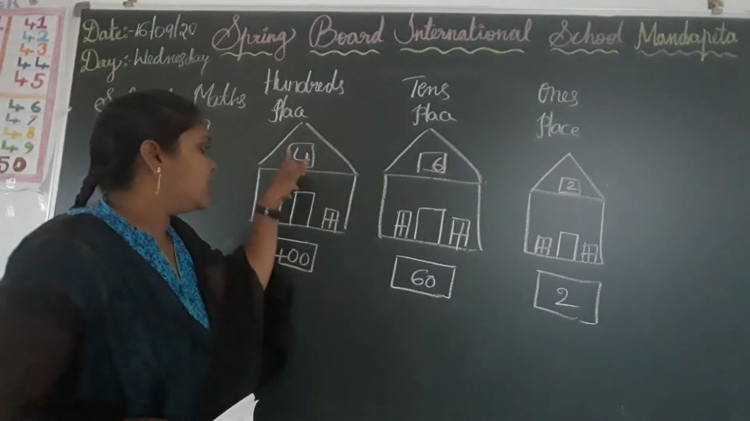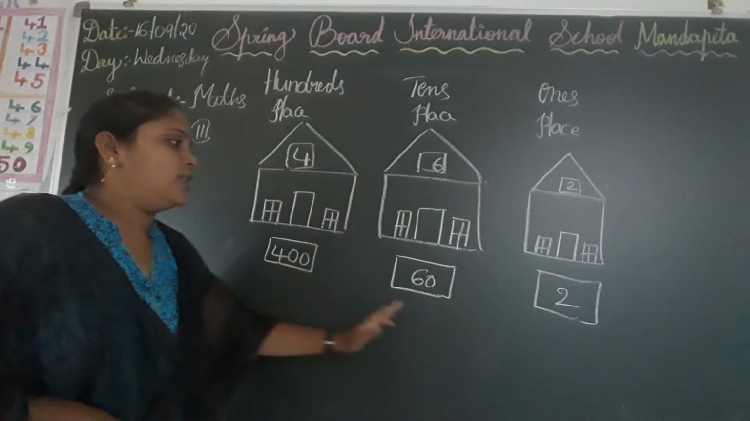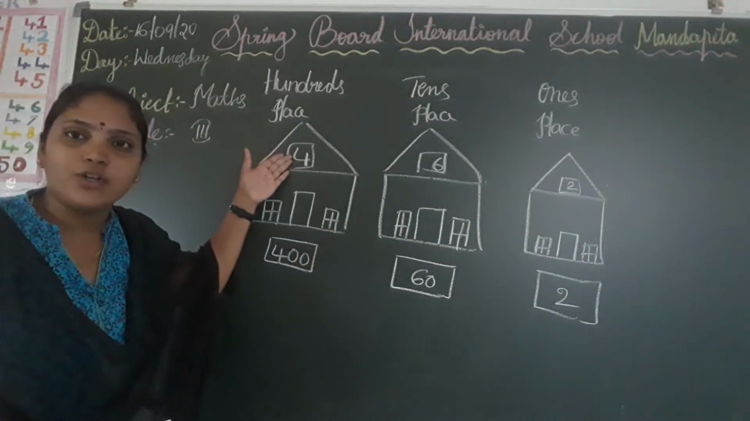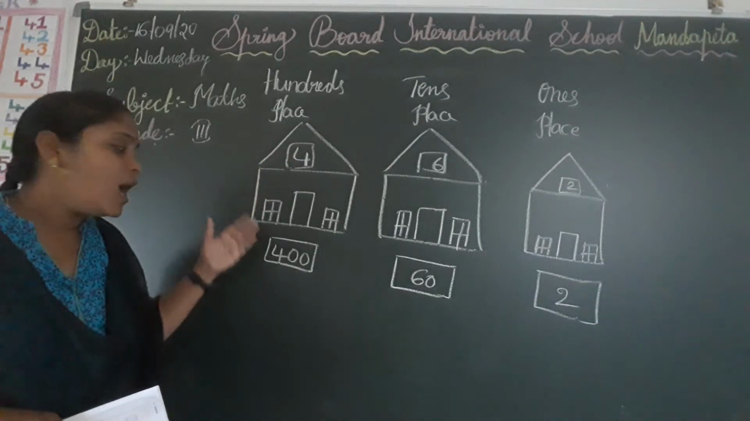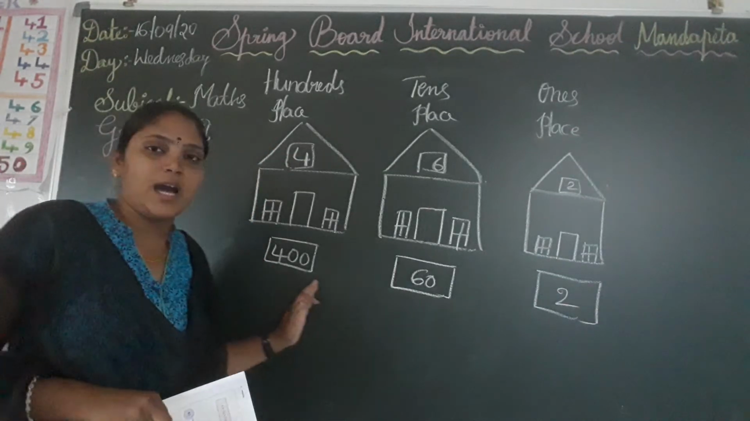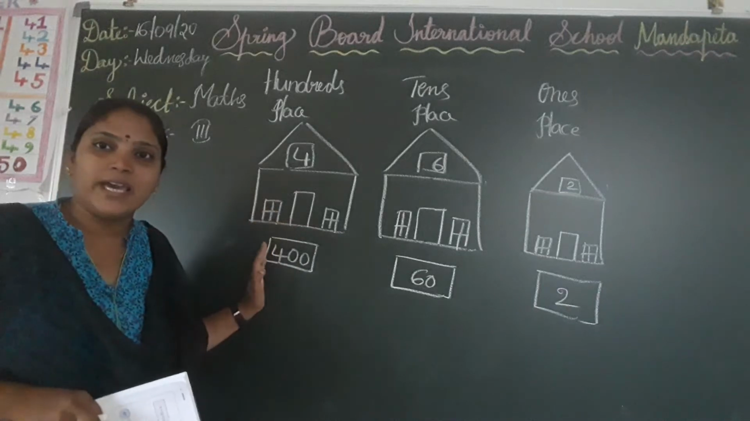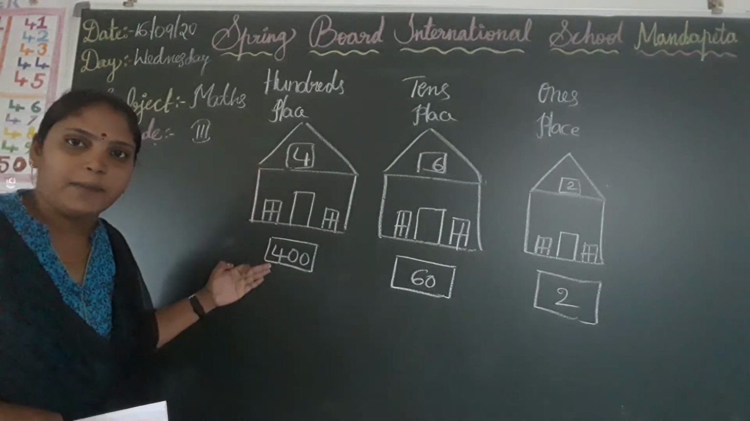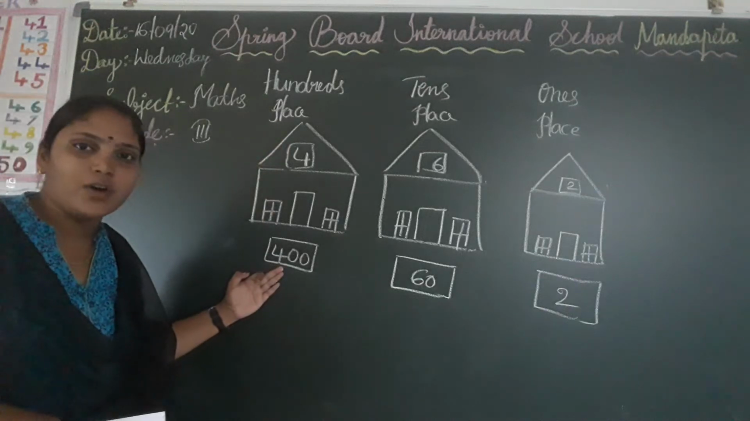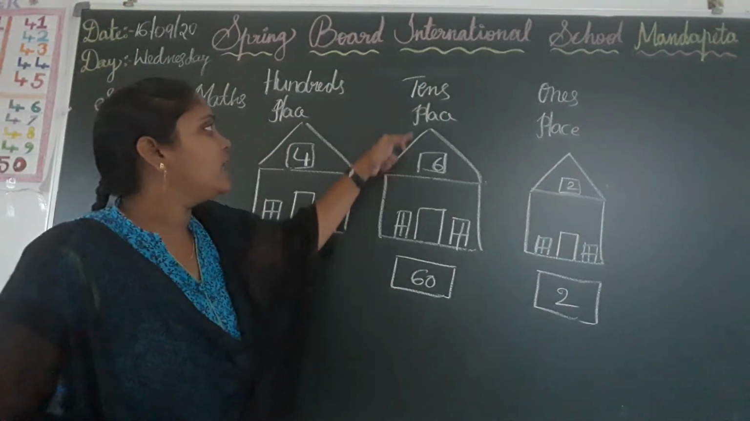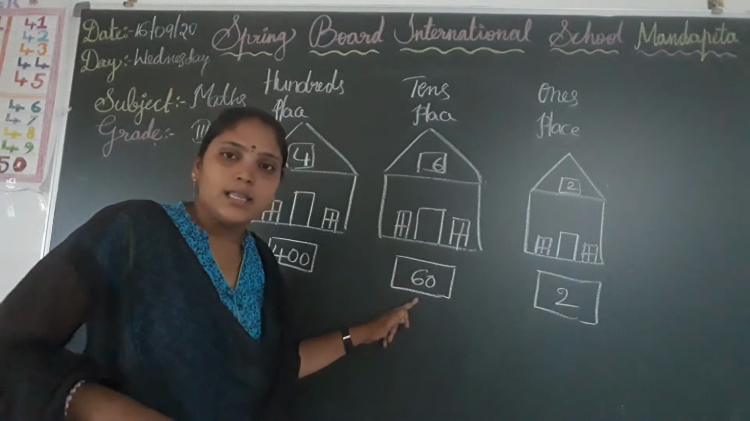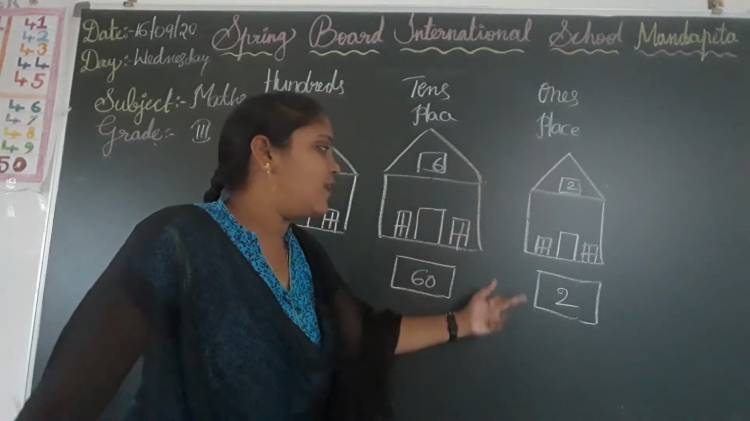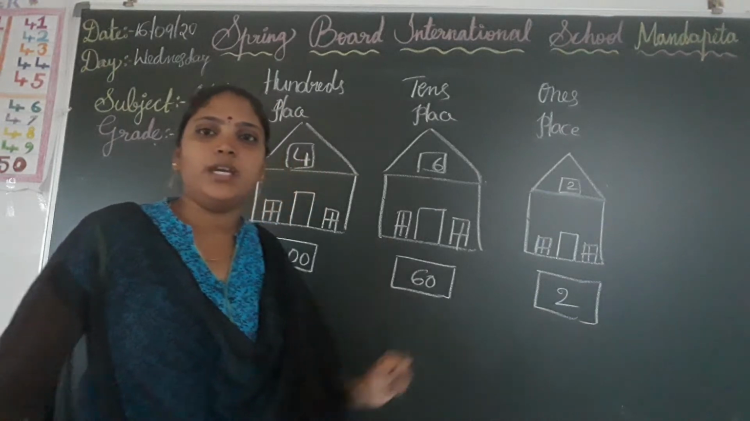So here these are face values and these are place values. Face value means you just write the value of the digit. But when coming to place value, observe the place where the number is. Here 4 is in the 100 place, so the place value of 4 is 400. Here 6 is in the tens place, so the place value of 6 is 60. And here 2 is in the ones place, so the place value of 2 is 2.